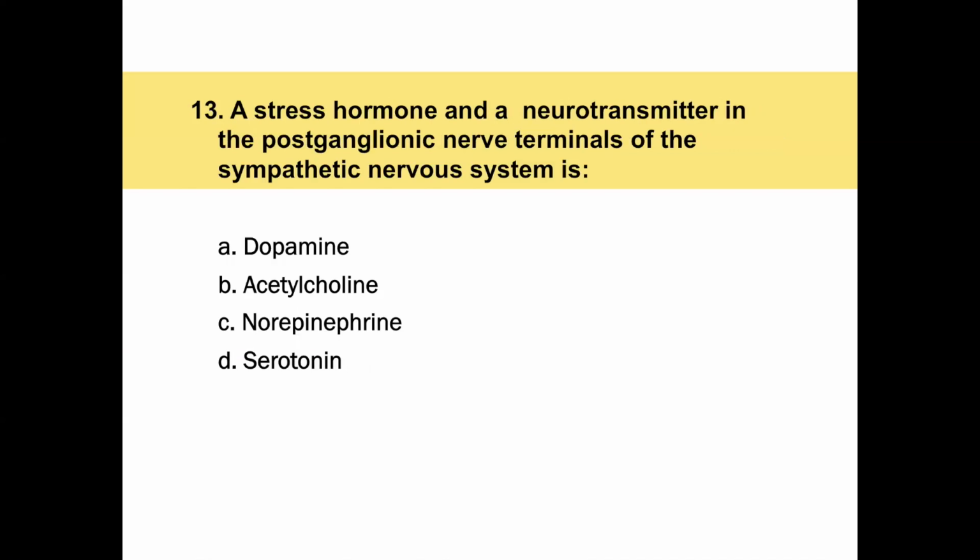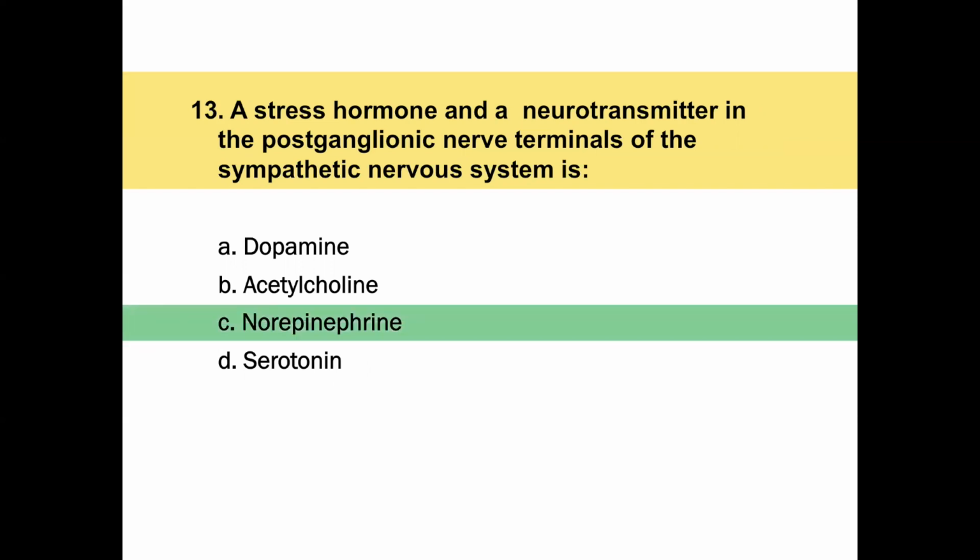A stress hormone and a neurotransmitter in the postganglionic nerve terminals of the sympathetic nervous system is A. Dopamine, B. Acetylcholine, C. Norepinephrine, D. Serotonin. Answer C. Norepinephrine.